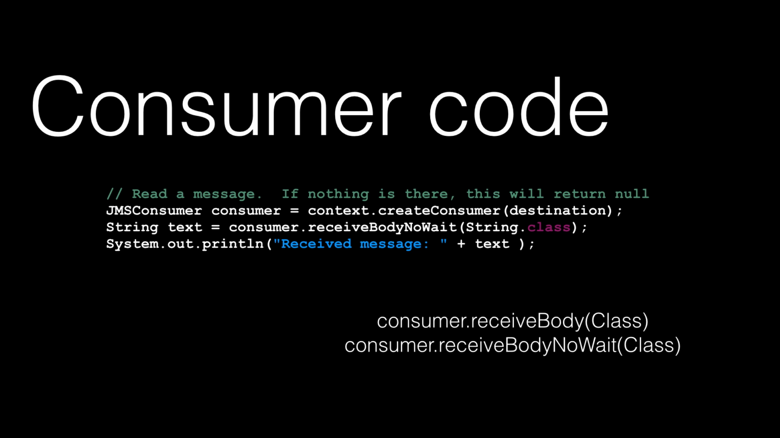These 2 methods return whatever's in the body. That's why we specify a class as the argument. If you want the whole message, just use receive.